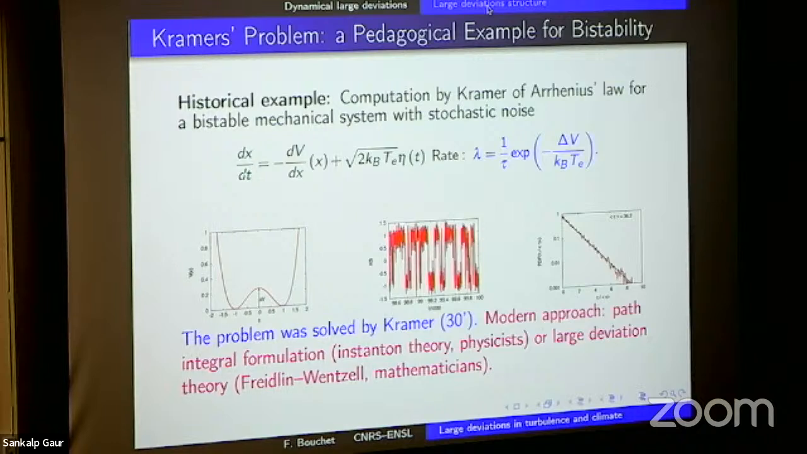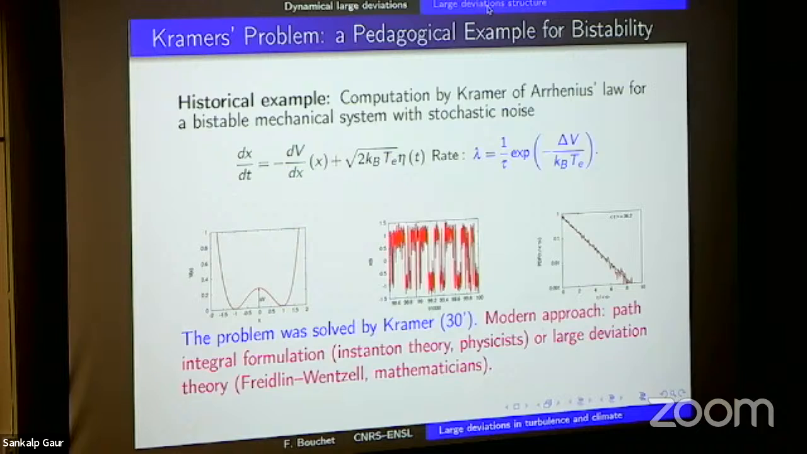So you have dx over dt is minus dV over dx. So you see, x is the position of a particle, for instance. Minus dV over dx means that the particle falls following the gradient of the potential V. And so here, for instance, I have plotted an example of a potential. So you have x and V. And here you see that the potential has two local minima and a potential barrier. So this is an example where you have two attractors, at -1 and 1. So you have two attractors when you have only this part of the dynamics.